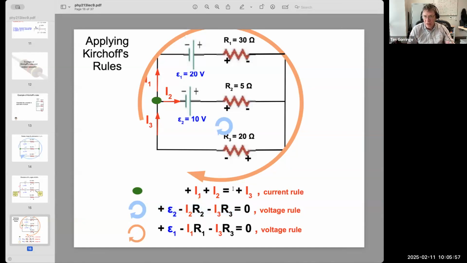This is the end, in a way, of the physics part of this problem. We've now successfully written down 3 equations that relate the 3 unknown currents in the electrical circuit. Our problem now is simply to solve for the 3 unknowns, I1, I2, I3, knowing the battery EMFs, epsilon 1 and epsilon 2, and knowing the resistors R1, R2, R3. Solve these 3 equations for the 3 unknowns. So now I'm going to turn to this being a mathematical problem.